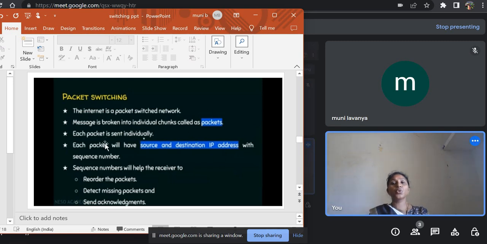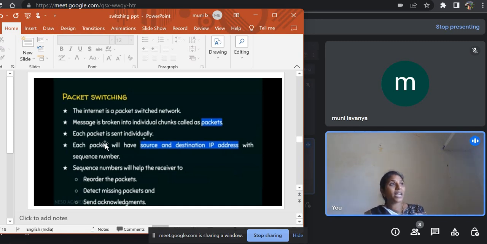In packet switching, it sends each packet individually. The message is divided into packets, and these packets are transmitted individually, not as a whole.